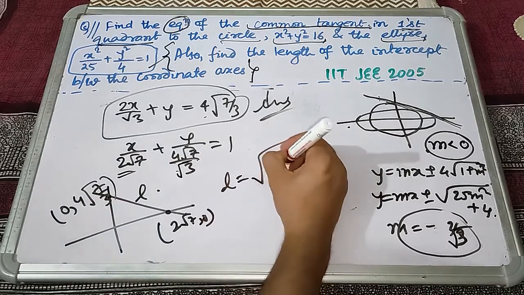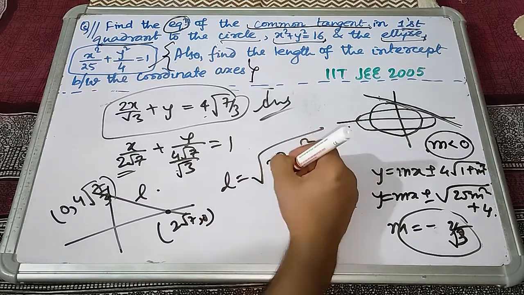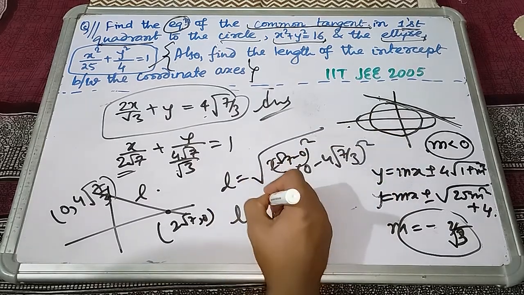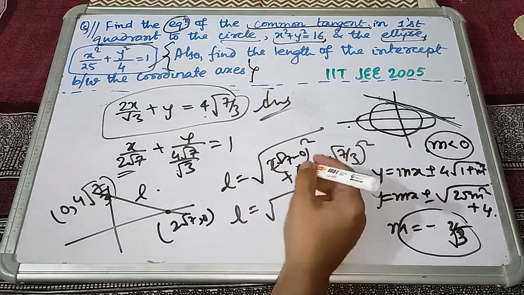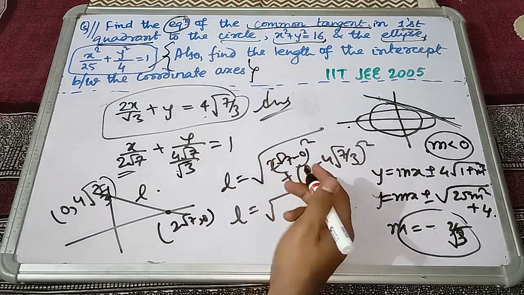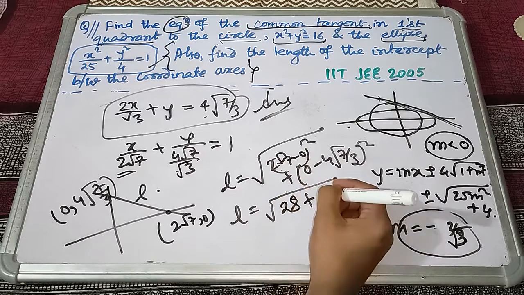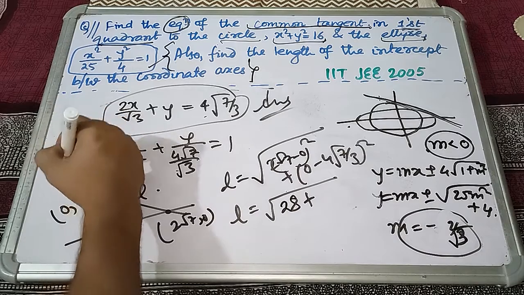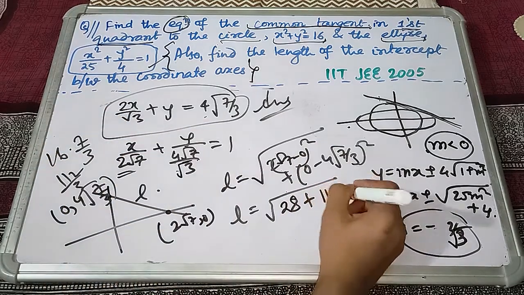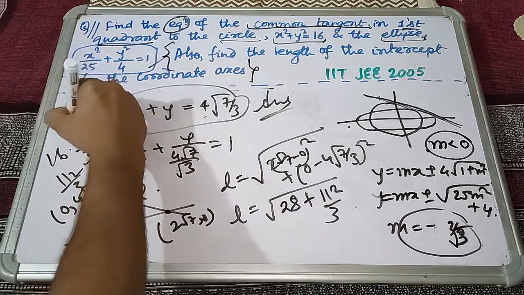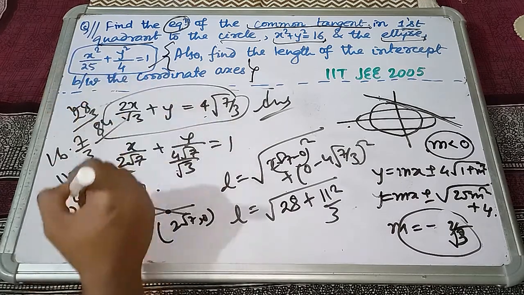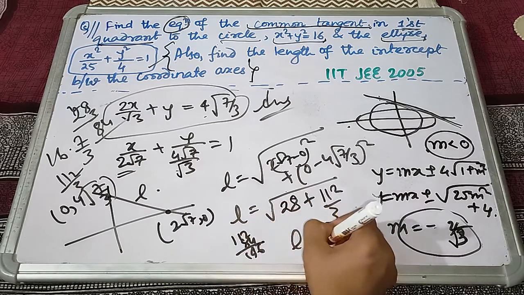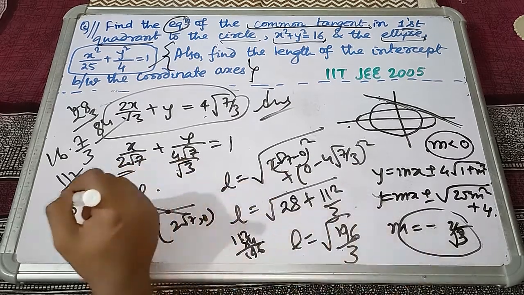Length = √((2√7 - 0)² + (0 - 4√(7/3))²). L = √(4 × 7 + 16 × 7/3). This is 28 plus 112/3, which gives 196/3. So L = √(196/3).